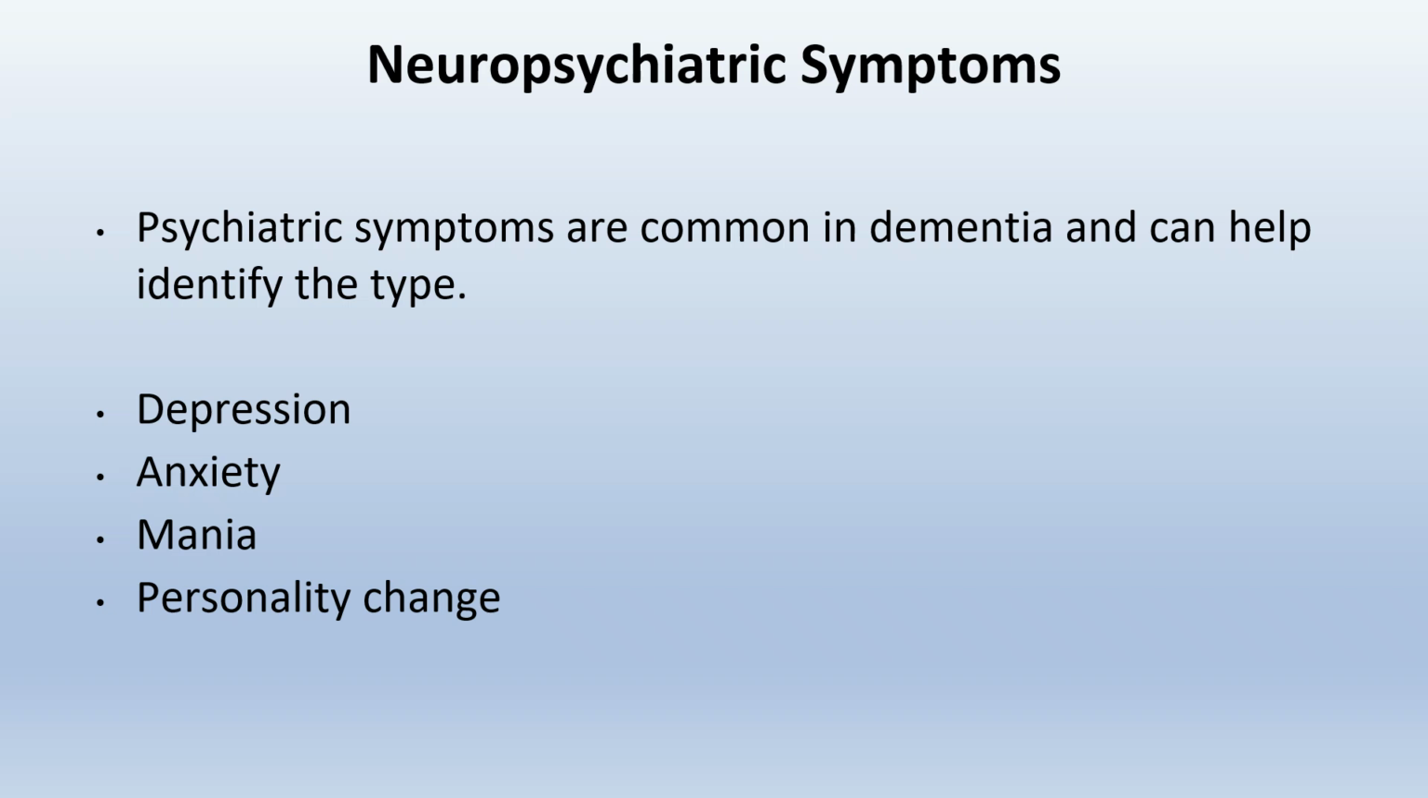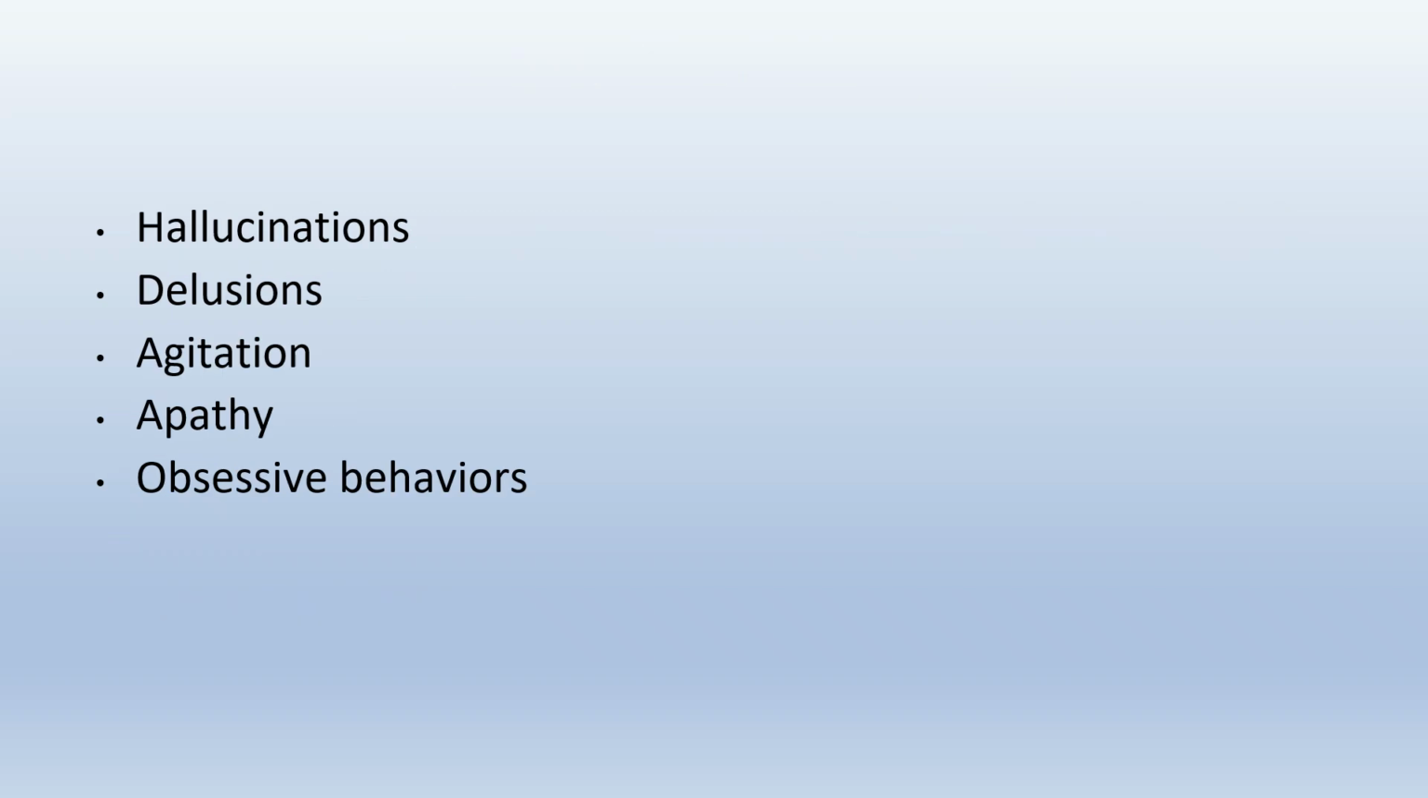Neuropsychiatric symptoms. Psychiatric symptoms are common in dementia and can help identify the type of dementia. Depression, anxiety, mania, personality change are the psychiatric symptoms. Other psychiatric symptoms are hallucinations, delusions, agitation, apathy, and obsessive behavior.